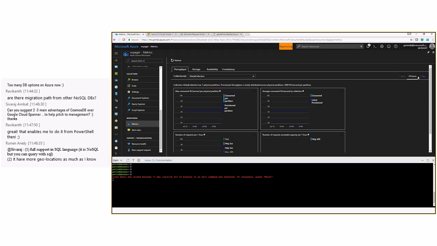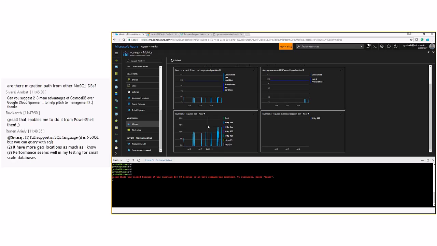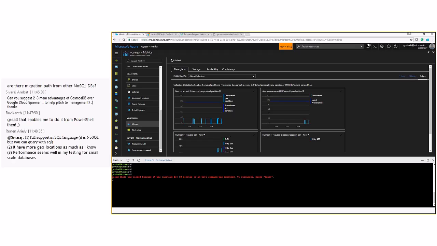Let us say 24 hours or 7 days, and let it refresh. Okay, this is the one. You will see the throughput was provisioned at 10K. It is consuming only a small amount, but we have served about 15 million requests. So that is the kind of thing you can monitor, and you can create alerts on this. I'll talk about alerts in a bit.